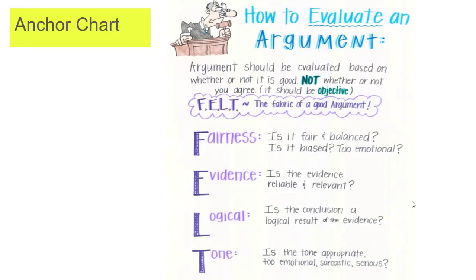The F stands for fairness. Is it fair and balanced? Is it biased or too emotional? Evidence: is the evidence reliable and relevant? Logical: is the conclusion a logical result of the evidence? And tone: is the tone appropriate or too emotional, sarcastic, or serious?